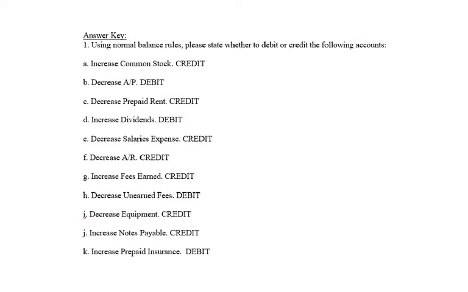Again, the normal balance side is also the same as what? The side that you increase the balance of an account. So anywhere in any of these where you see the word increase and whatever the account name is after that, that should also be equal to the normal balance side. Anywhere it says decrease, it would be the opposite of the normal balance side.